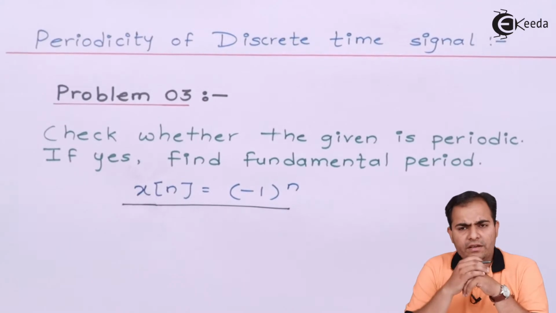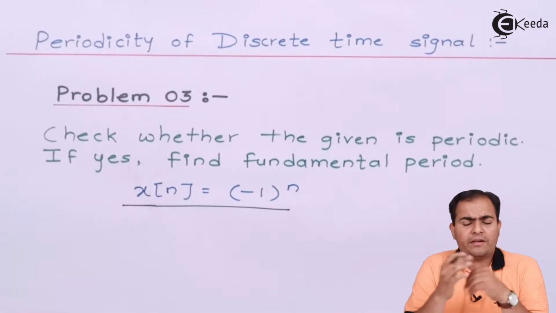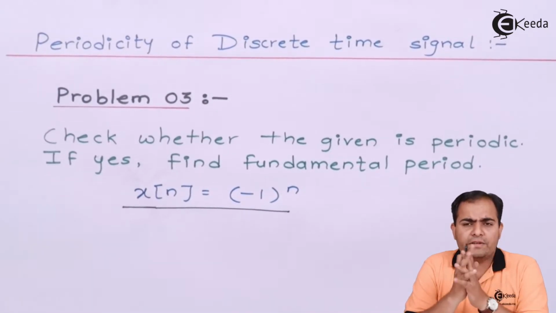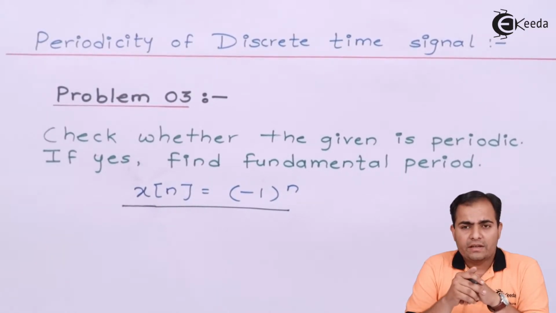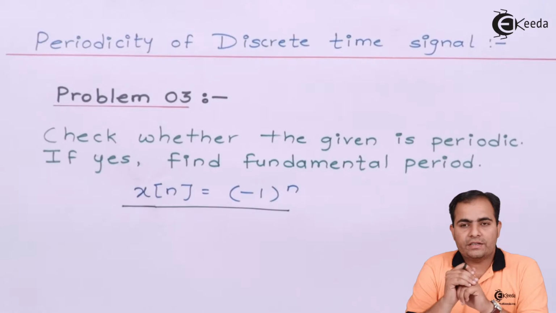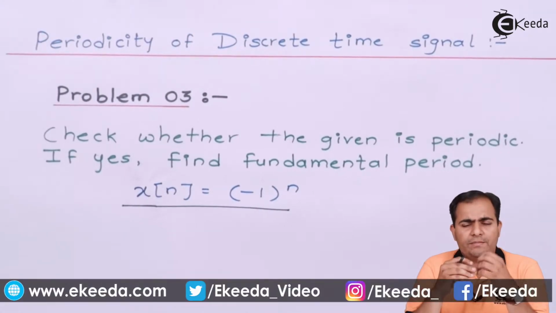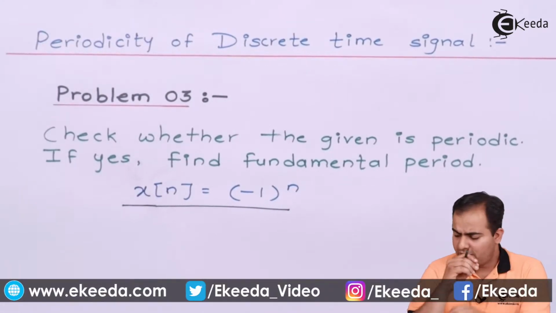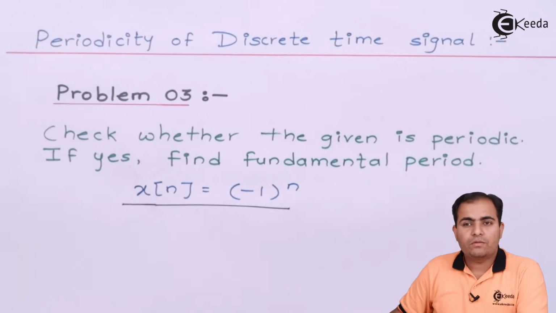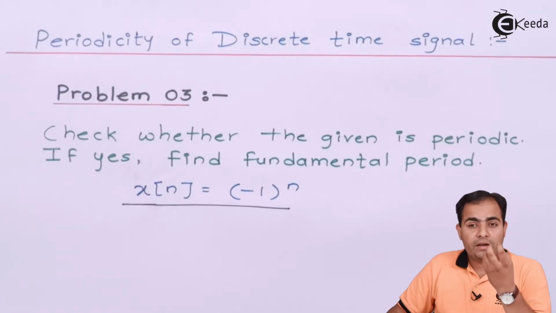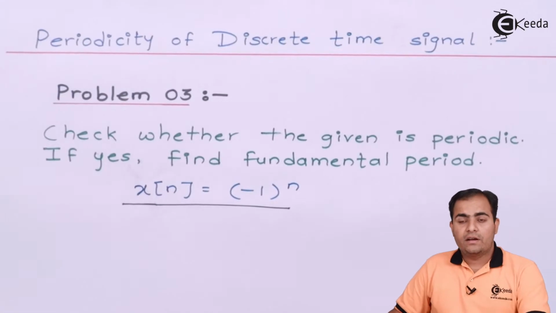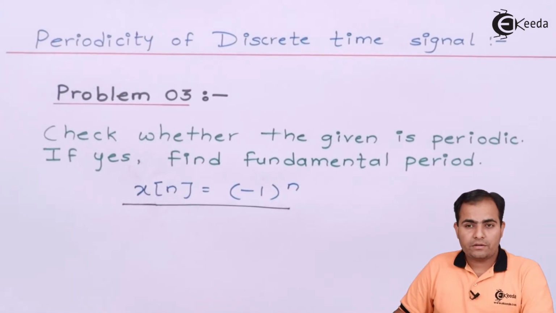Now, here we cannot compare the value of frequency, so we are not able to get the value of k by N ratio. How to solve this question? Just do one thing: simply substitute values of n in x of n. The outcome will give us an idea about periodicity. So let's see whether this function is periodic or not.